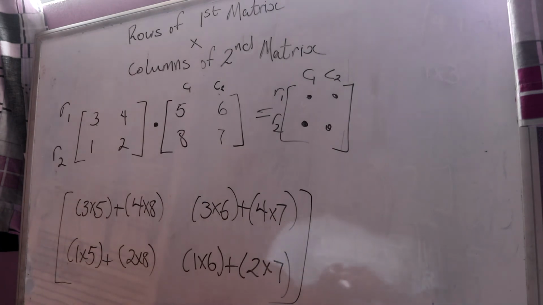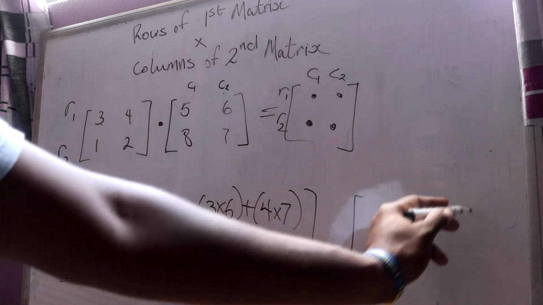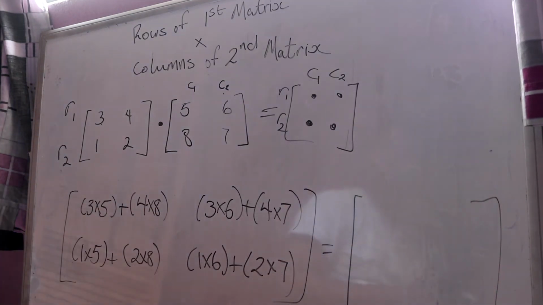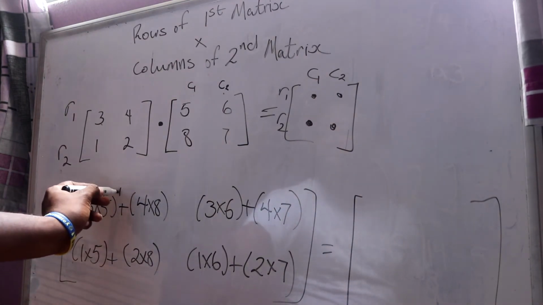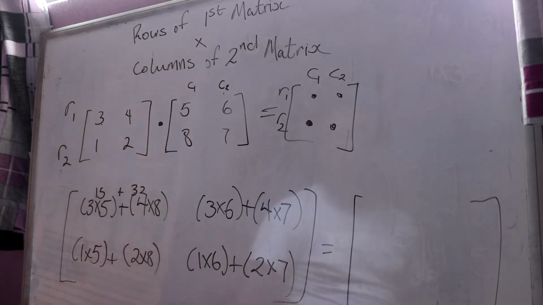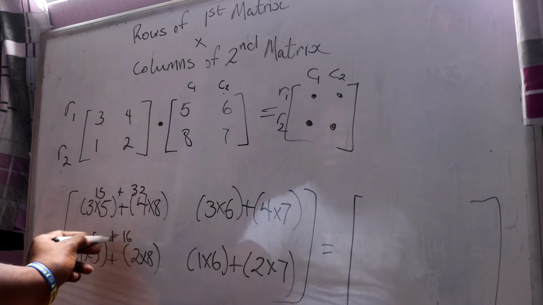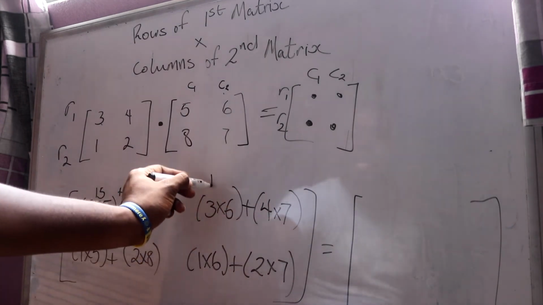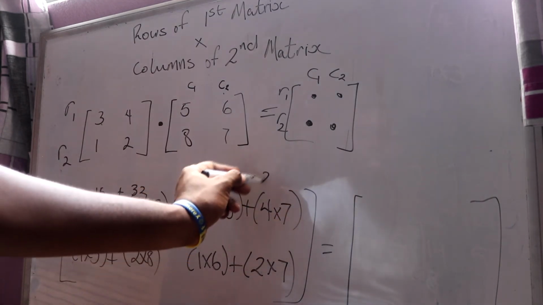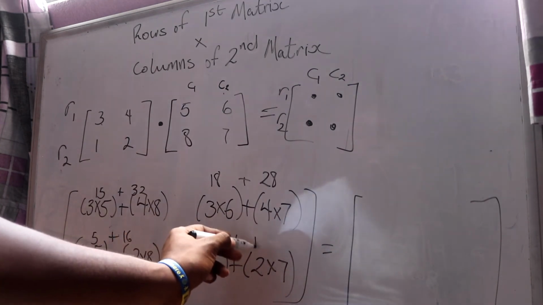And now that was the hardest part finished. We just have to multiply these out and get our answer. I don't have much board left, so I'm going to kind of do it in my head. 3 5s are 15. 4 8s are 32. 5 1s are 5. 2 8s are 16. Oof, that's a bad plus sign. 3 6s are 18. 4 7s are 28. 6 1s are 6. 2 7s are 14.